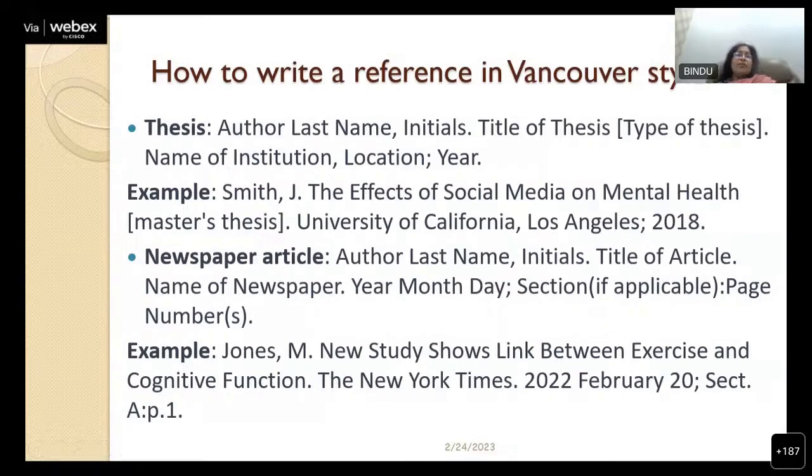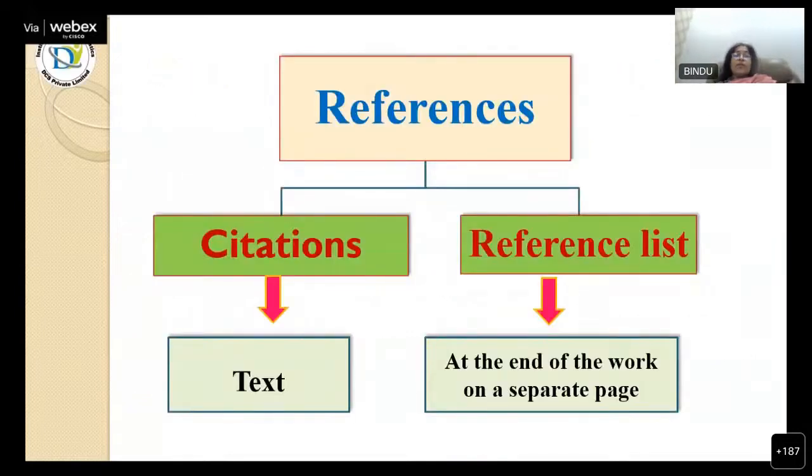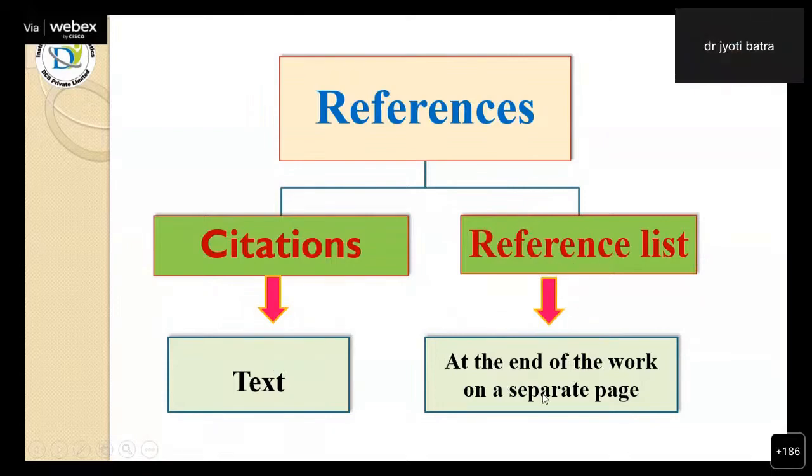Now, whatever I'm discussing about reference writing in Vancouver style, you will get a lot of information from the net. And once you're using it for the first time, you can download one such format, and then you can write the reference list accordingly. Now, references: we have already discussed the term citations, which are part of the in-text, and the reference list is what lies at the end of the work on a separate page.